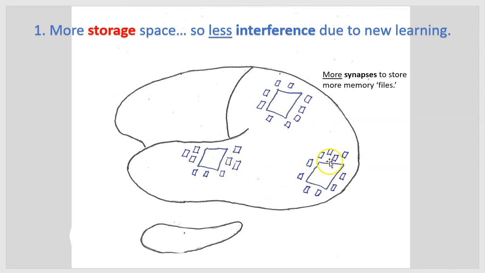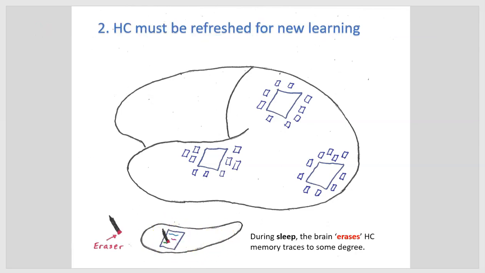There are more neurons, 80 billion neurons or so, and so more synapses. And with more synapses, you can store more memory in the cerebral cortex than in the hippocampus itself. And another way to think about that, there's going to be less interference due to new learning. So you can have uniquely stored memory files in a larger capacity memory storage system than in the hippocampus. With fewer neurons and fewer synapses, whenever you learn something new, it is in danger of interfering with older memory traces.